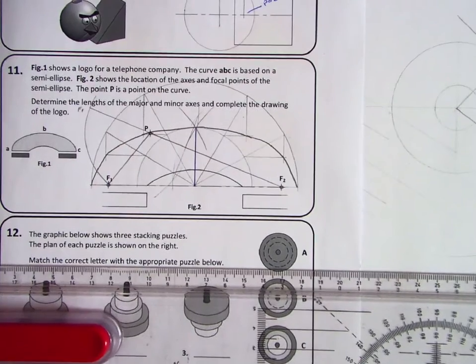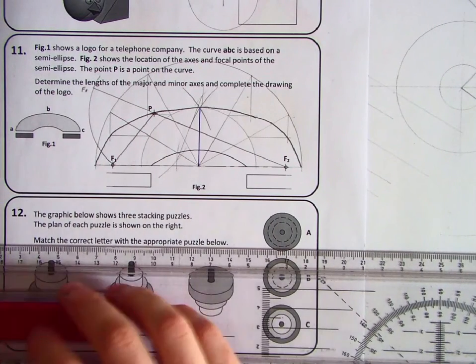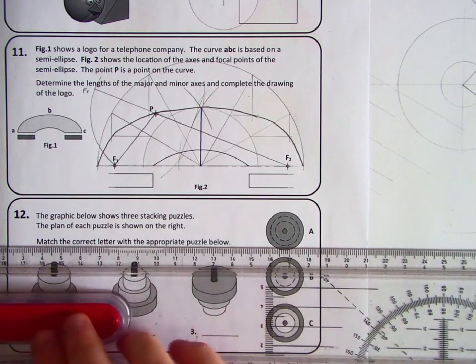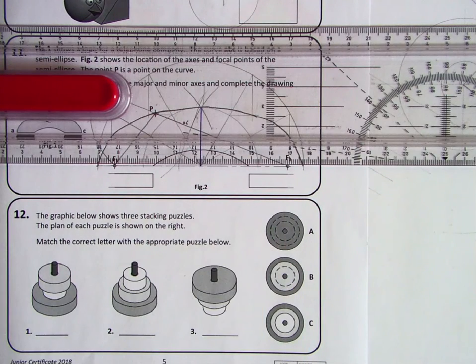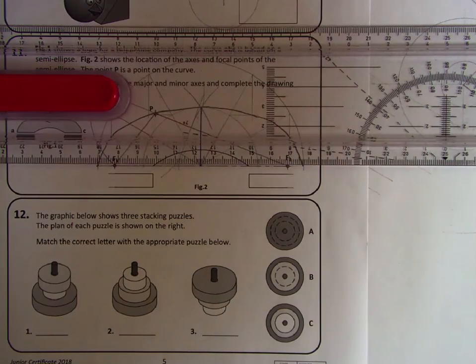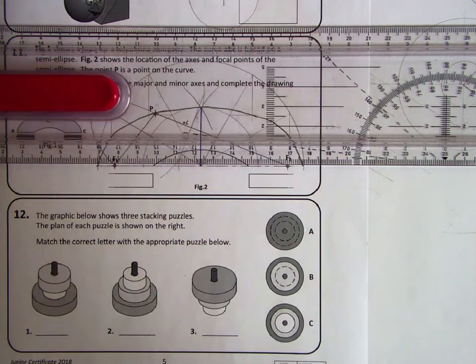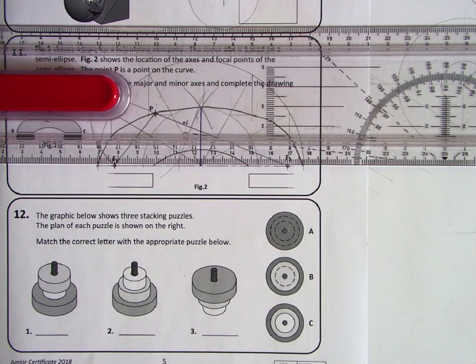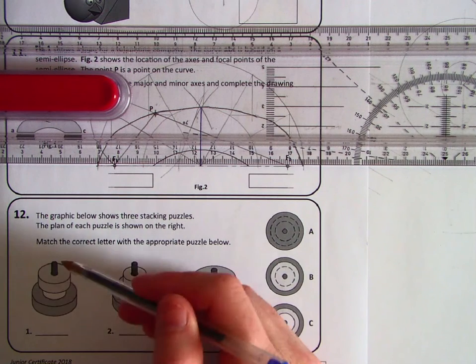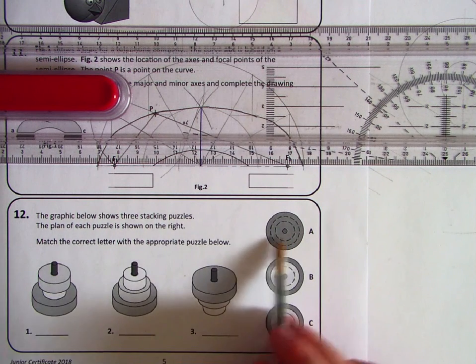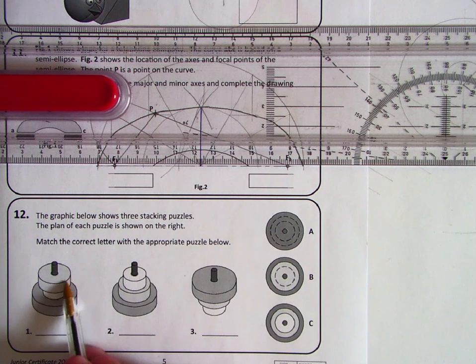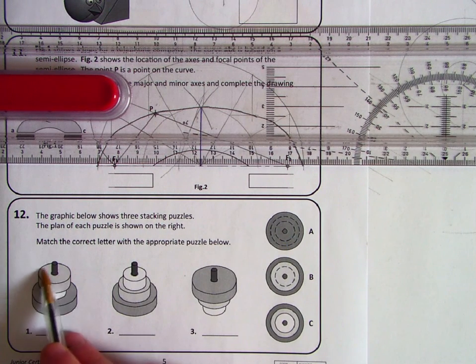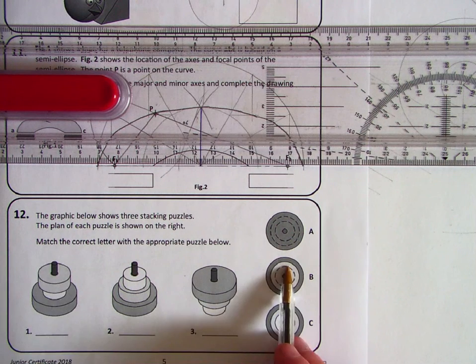Question 12 was just matching the puzzles. The graphic shows 3 stacking puzzles. The plan of each one is shown on the right. Outline which ones fit in where. So question 1: if I'm looking down on question 1, can it be A? No, because this here isn't going to be a hidden detail line. Can it be B?